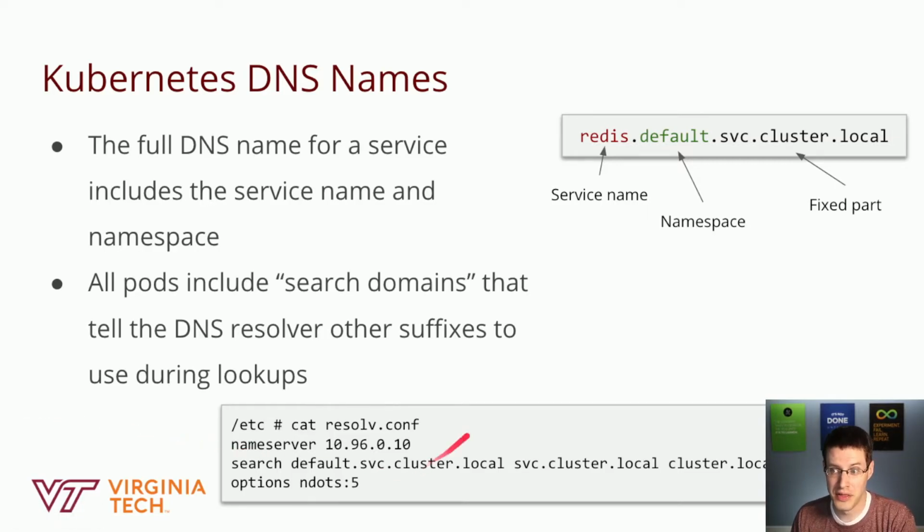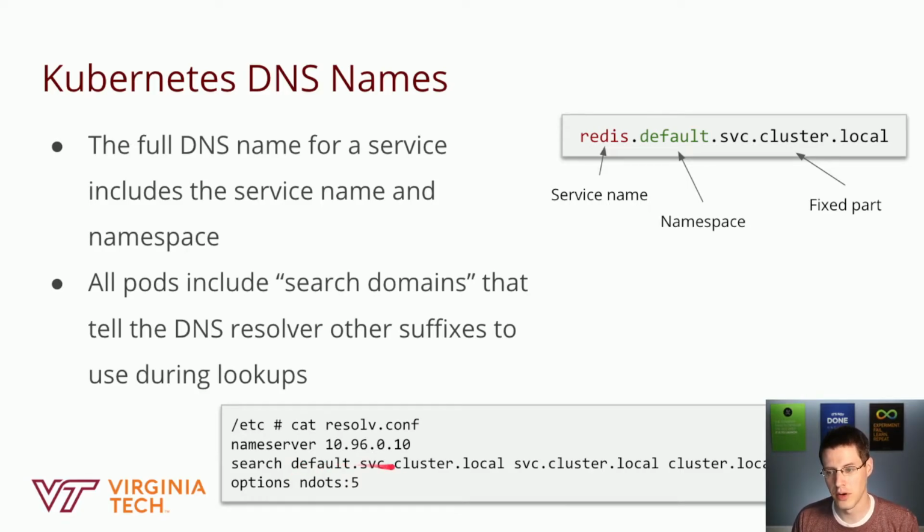So theoretically, if I wanted to look at something that's in another namespace, so let's just pretend I have a namespace called test, and I want to connect to the Redis instance in the test namespace, I could do a lookup for redis.test, and yeah, it'll fail the original one because redis.test isn't one.